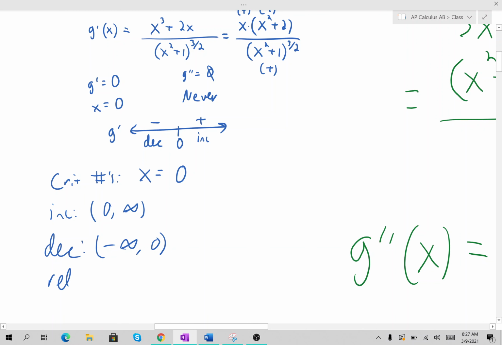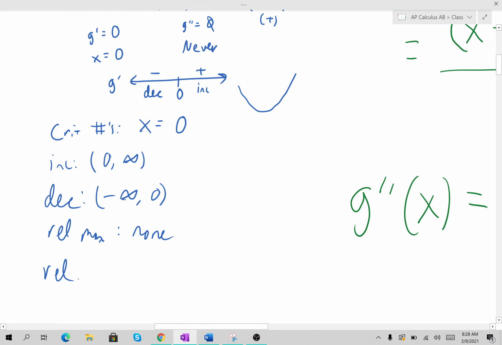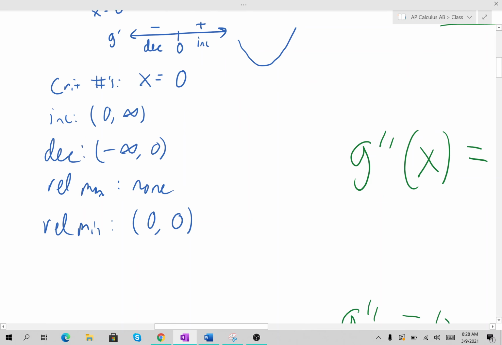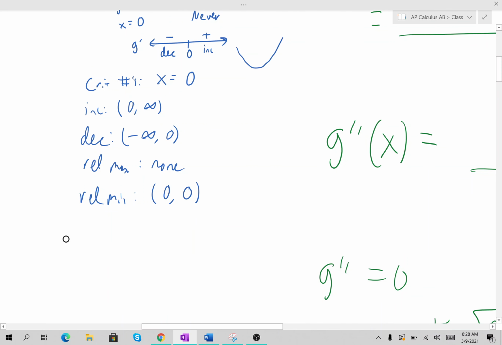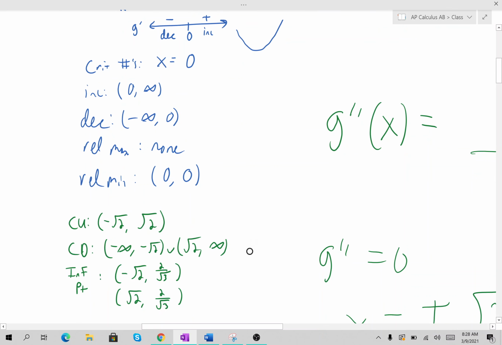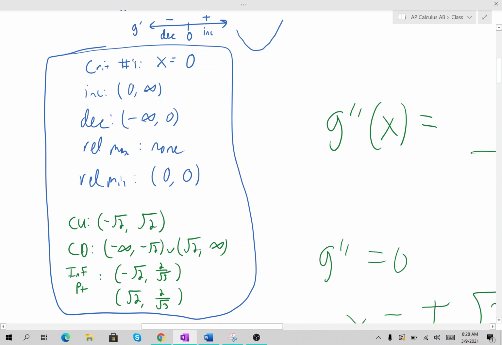We have a relative max nowhere, so none. That says it's decreasing and then increasing. That's what this curve does. So that's a min. We have a relative min at 0, and if you plug 0 into the original function, you get 0 back. Okay, so that's all the first derivative stuff, and then the second derivative stuff is right there. Cool, so this is our complete analysis, what we're calling that.